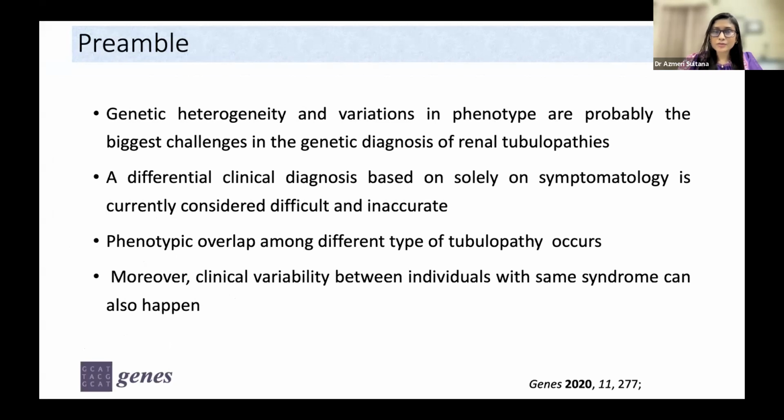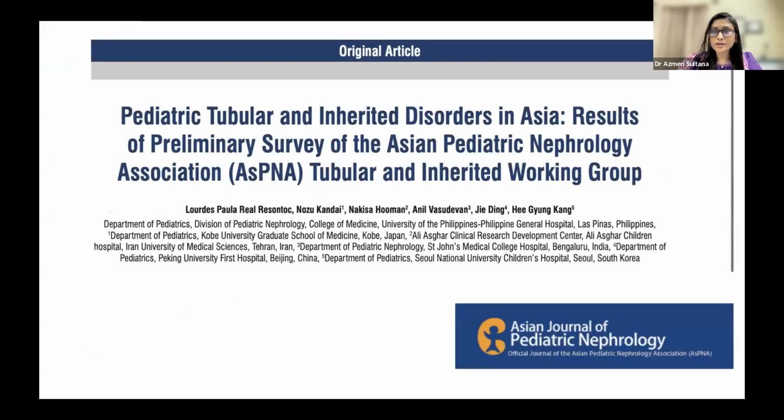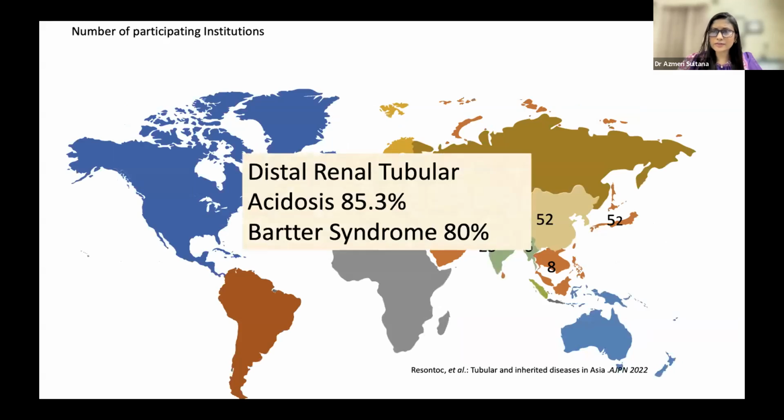This recent data from Asia was published by Rezontok and his team in the Asian Journal of Pediatric Nephrology. They included almost 300 nephrologists from around 21 countries across Asia. They found that the most prevalent tubulopathy in this area is distal renal tubular acidosis, which accounted for 85.3%. Next to distal renal tubular acidosis is Bartter syndrome.